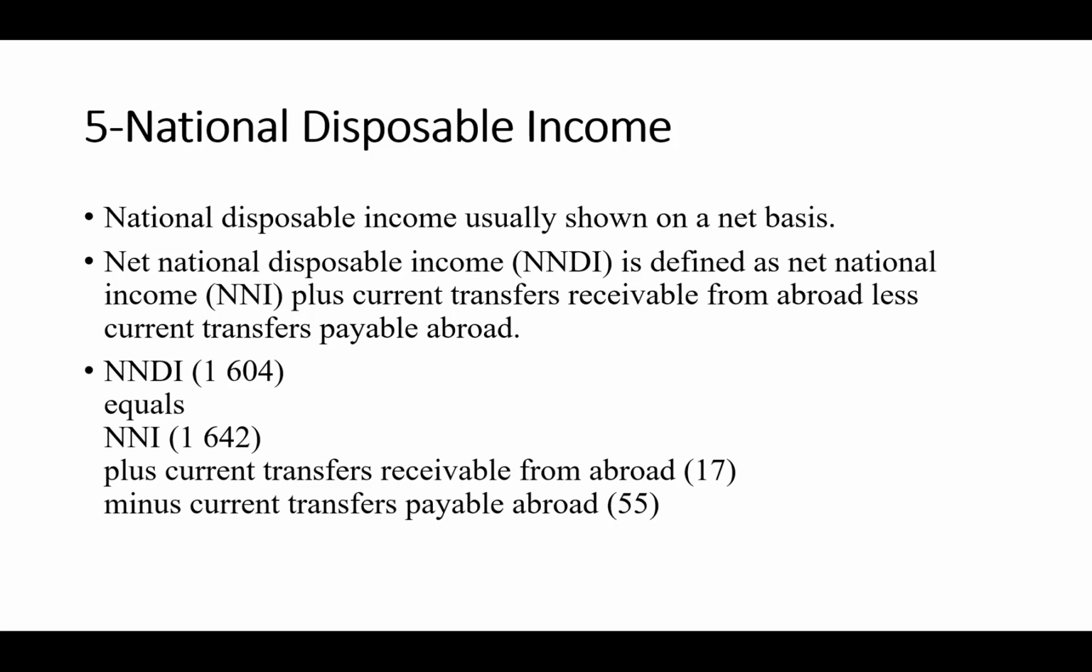National disposable income is usually shown on a net basis. Net national disposable income is defined as net national income plus current transfers receivable from abroad less current transfers payable abroad.